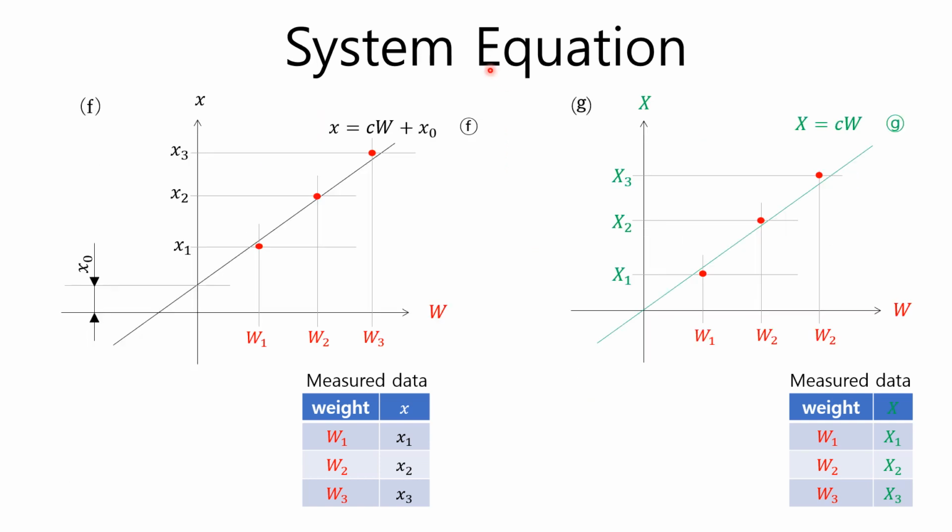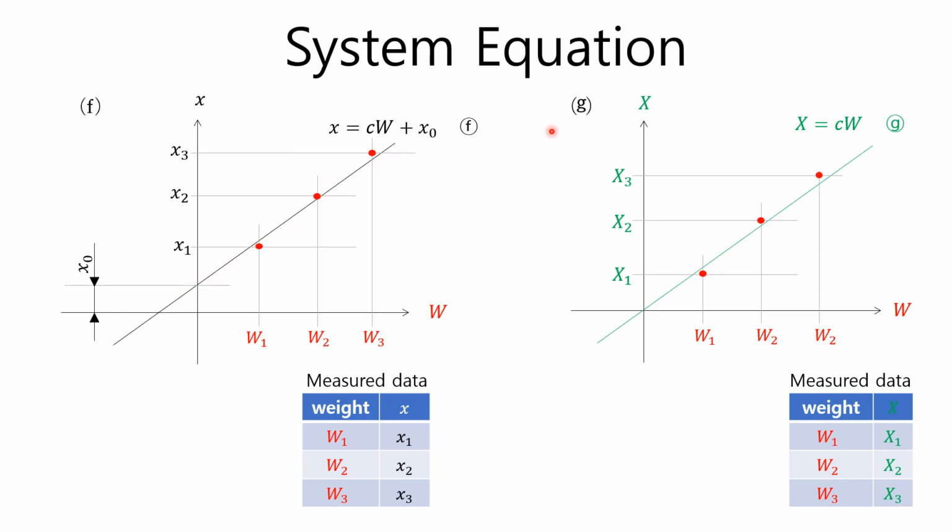For the lowercase x coordinate system, the system function does not pass through the origin because there is an intercept x0 of the x-axis corresponding to the weight of the fixture, as shown in equation f. Therefore, the slope c value and intercept x0 value of the straight line that most closely passes through the three measured data must be obtained using the curve fitting method.